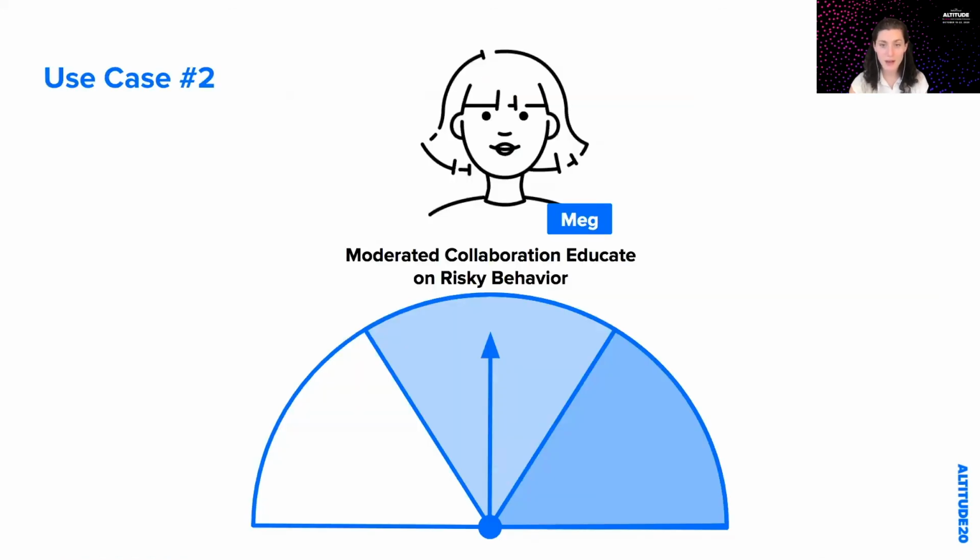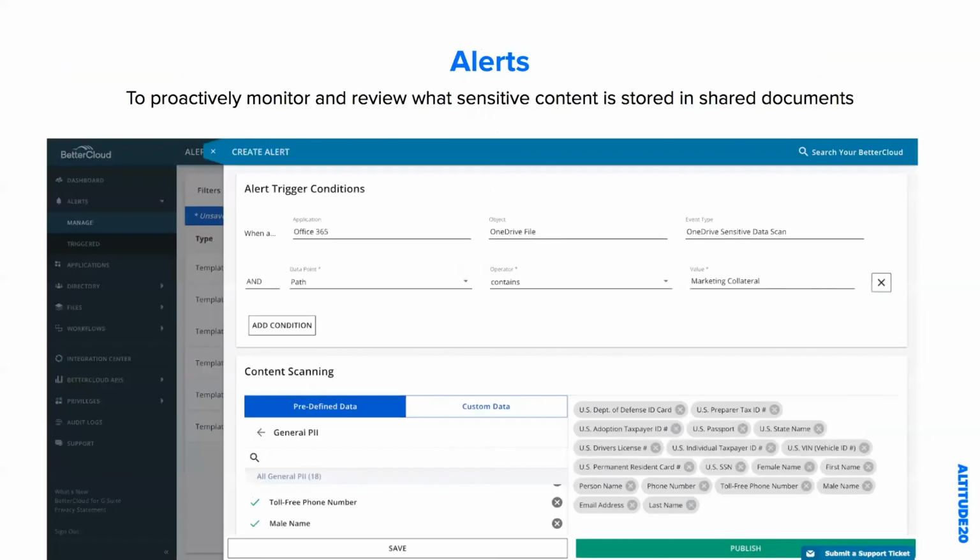Meg's company falls into the segment of moderating collaboration and educating on risky behavior. She wants to stay on top of inappropriate document sharing and educate when end user missteps occur. Now that she knows that the marketing folder is in fact at risk, she wants to navigate to the alerts grid to set up a new alert. She wants to be immediately notified via email each time a violation occurs so that she can evaluate what steps to take. She selects all of the pieces of PII applicable to her organization and publishes this new alert.